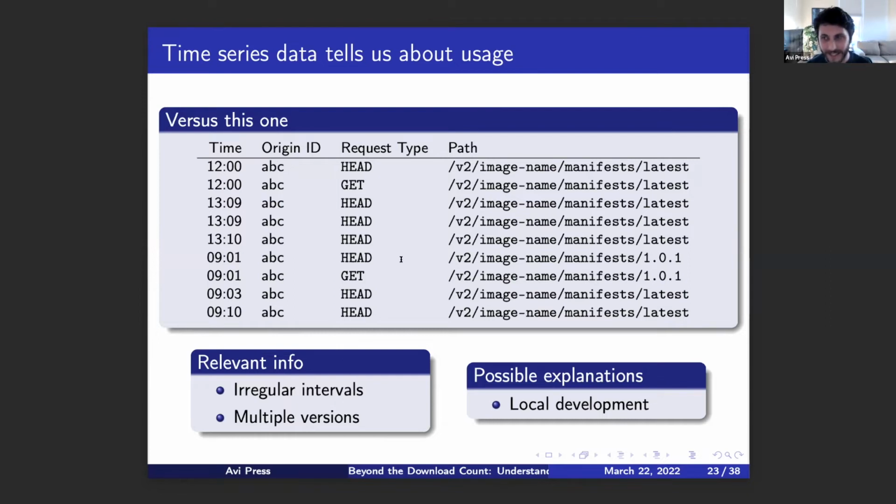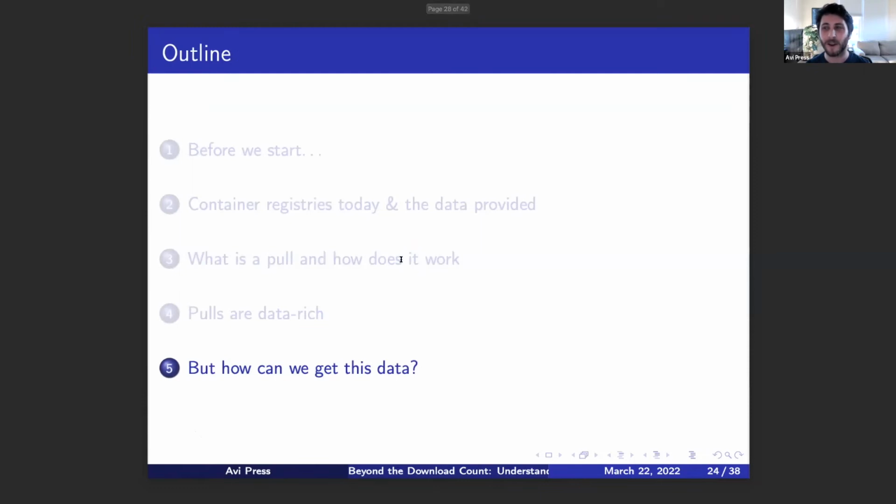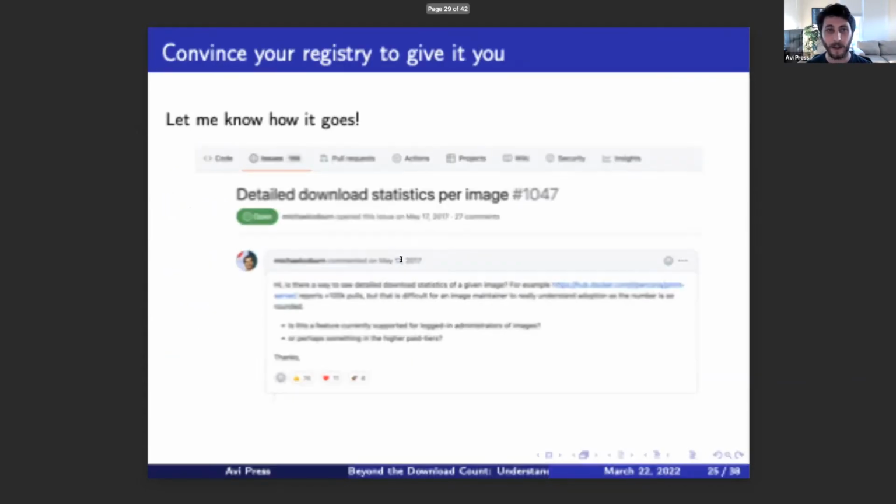Docker Hub has these logs today, GitHub Container Registry has these logs today. If you are distributing containers, someone has this data, but not you. And that's kind of an unfortunate state of affairs. So how can you, the maintainer, the container publisher, get at this data? One way is you can ask the registry to give it to you.